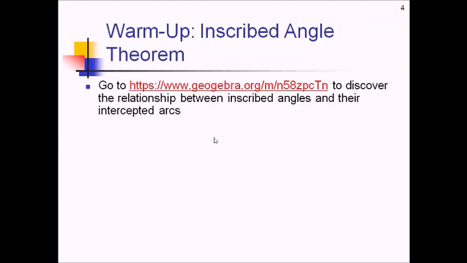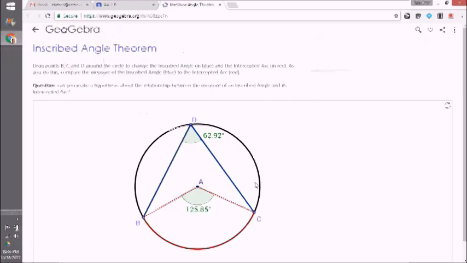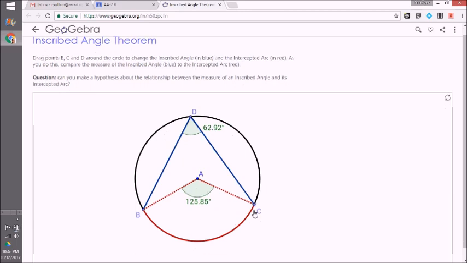For your warm-up, go to this website here at GeoGebra and see if you can figure out the relationship between inscribed angles and their intercepted arcs. So here's that GeoGebra app. We have inscribed angle D, and then the arc is going to be the same as the central angle measure. BC right here is our intercepted arc. So as we adjust angle D, let's just drag this a little bit to see what happens.